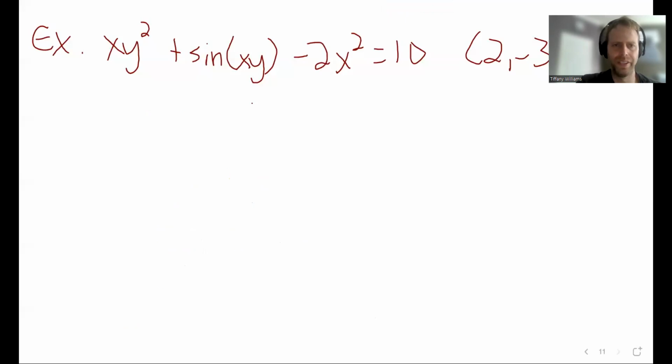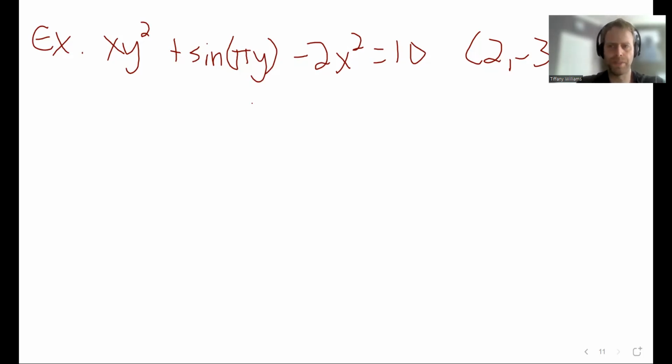Okay. So here it is, xy squared plus sine of xy. I'm sorry, not sine of xy. That's not right. It should be sine of pi y. Let's try that again. So this middle term here should be sine of pi y, which is very different from xy. Minus 2x squared equals 10 at the point 2, -3.